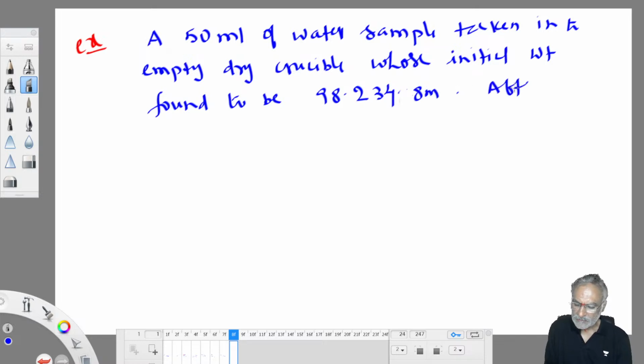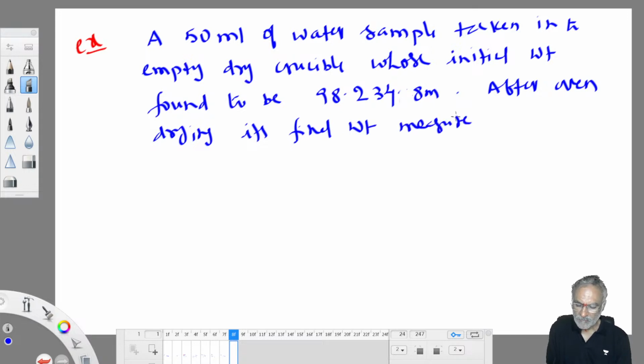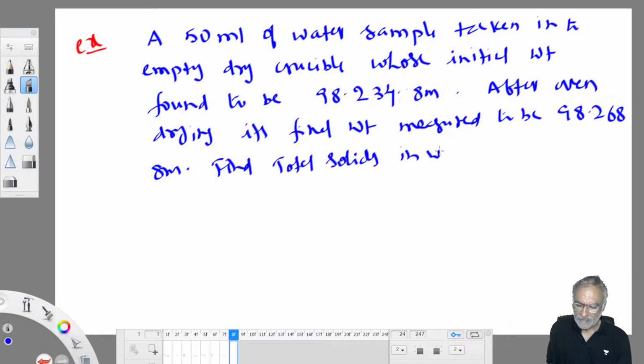After oven drying, its final weight is measured to be 98.268 grams. Find the total solids in water in milligram per liter. So a question like this may be asked.